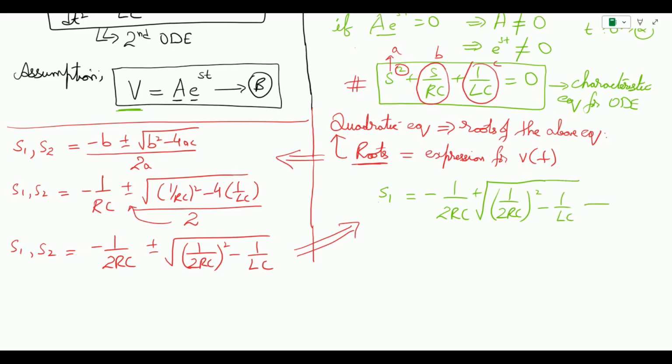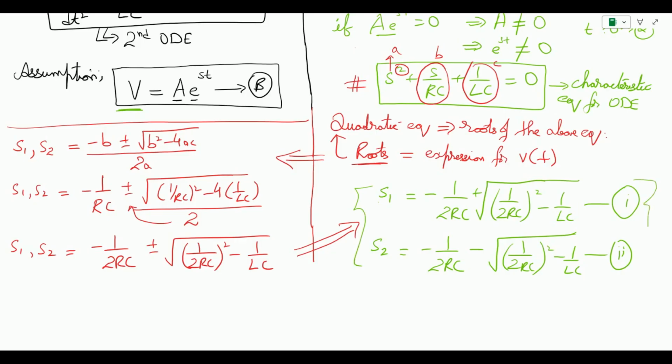Let us say this is my equation number 1, and the second root comes out to be minus 1 by 2RC minus the square root of 1 by 2RC whole square minus 1 by LC. So these are the two roots of the above characteristic equation that are going to help us find the solution to the unknown voltage. And how can we apply these roots to equations?